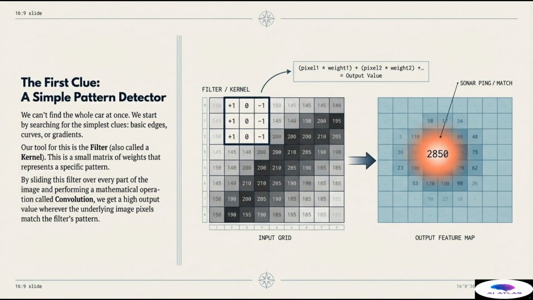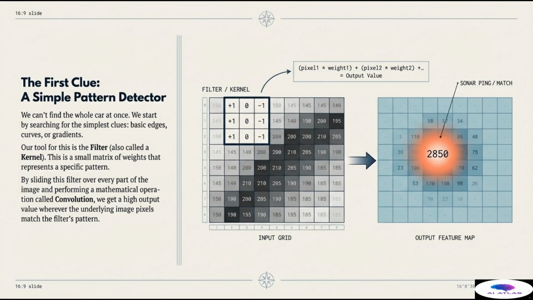At each location, we perform a weighted sum. We multiply each pixel value currently covered by the filter by the corresponding weight in the filter, and then sum up all those products. The result of this calculation is a single output value. If the underlying image pixels happen to match the filter's pattern, that is, if it finds the specific edge it's looking for, the output value will be exceptionally high. This high output is like a sonar ping or a perfect match signal, telling us exactly where that specific simple pattern exists in the image.